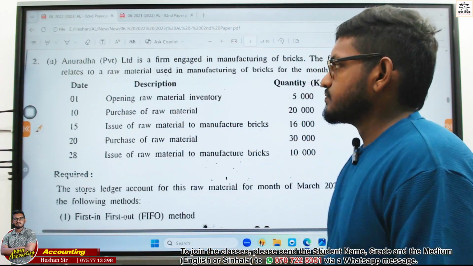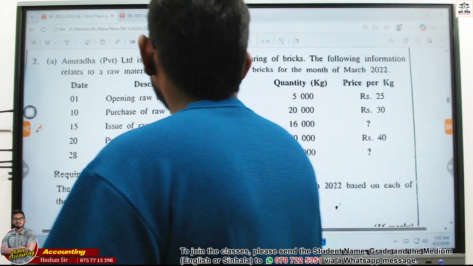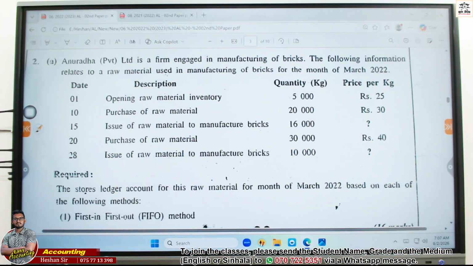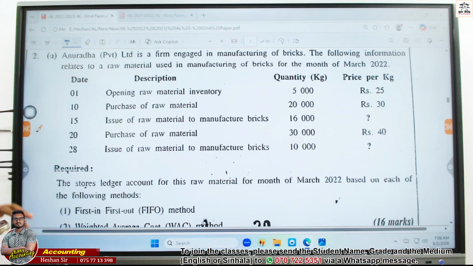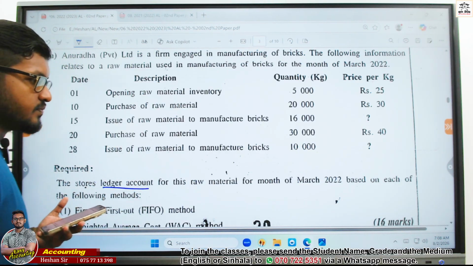Anuradha Private Limited is a firm engaged in manufacturing bricks. The following information relates to raw material used in manufacturing bricks for the month of March 2022. Date, description, quantity, and price per kg. Required: the store ledger account for this raw material for the month of March 2022 based on each of the following: the FIFO method and the VAC method, right? 16 marks. Remember, I told you there are two types of things: store ledger and the bin card.